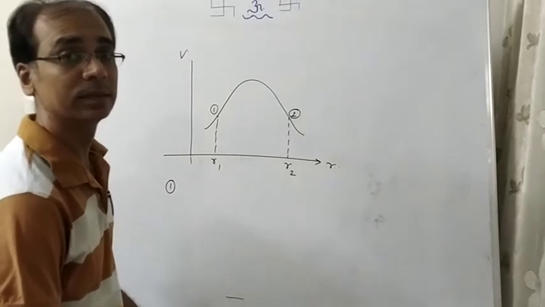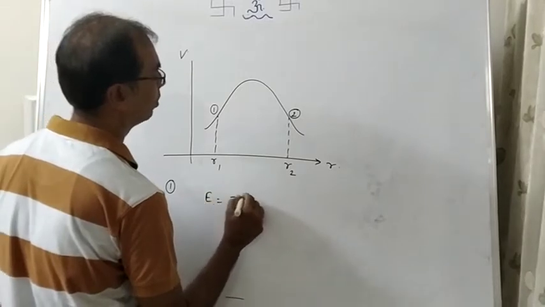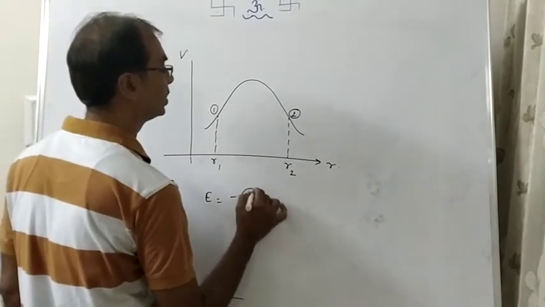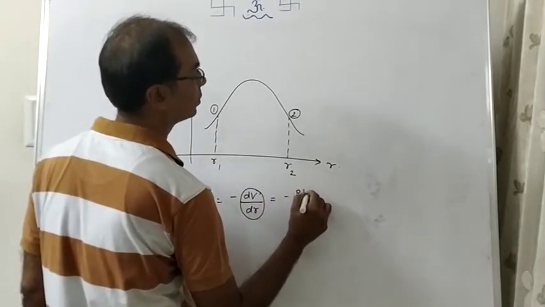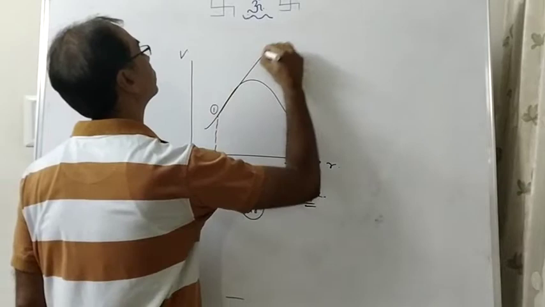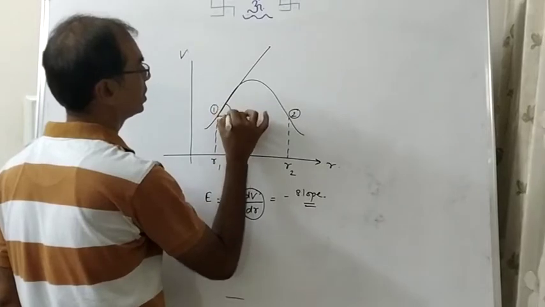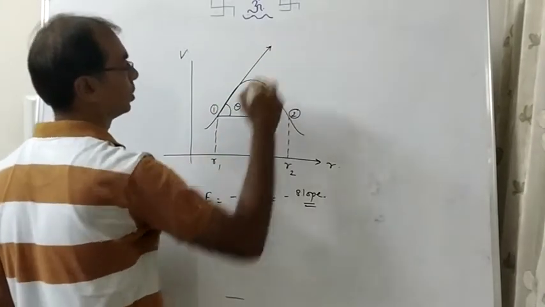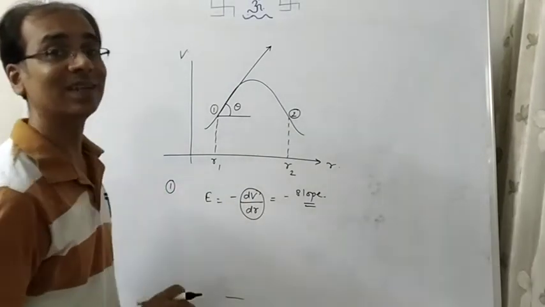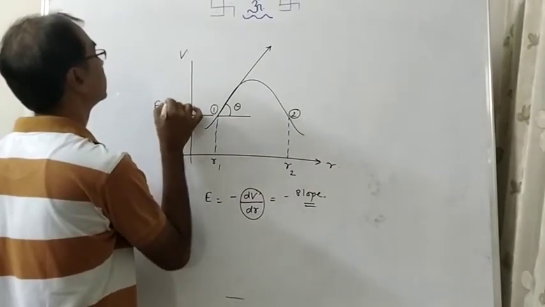Where is electric field acting? How to find electric field from here? We know that we have one relation which says E equals minus dV by dr. And if you look at this particular thing, that is actually slope. So that means negative of slope of this particular curve. If I am going to see the slope, this is the tangent to the curve over here and this is x-axis. So this is the slope, and you can see that this is positive slope. So if the slope is positive, dV by dr value is positive, that means electric field is negative. That means electric field is towards negative x-axis.